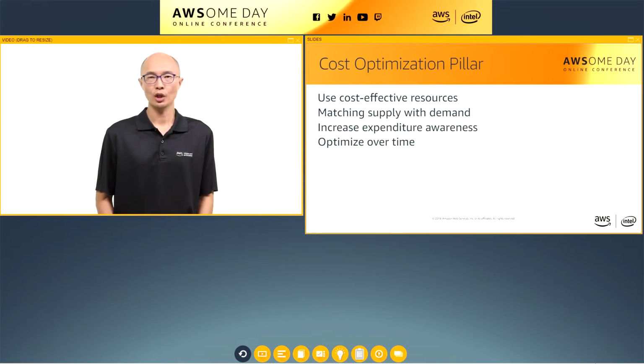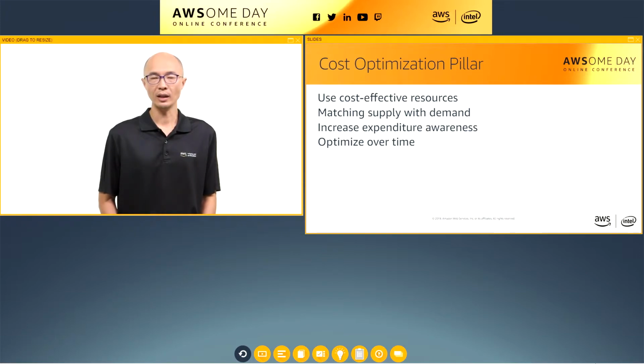Then, we have expenditure awareness. Being fully aware and cognizant of what spending and cost drivers are happening with your business is critical. Having the ability to see, understand, and break down the current costs, predict future costs, and plan accordingly only enhances the cost optimization of your architecture in the cloud. Finally, in AWS, you can optimize over time with all of the tools and different approaches. You can measure, monitor, and improve your architecture from the data you collected in the AWS platform.